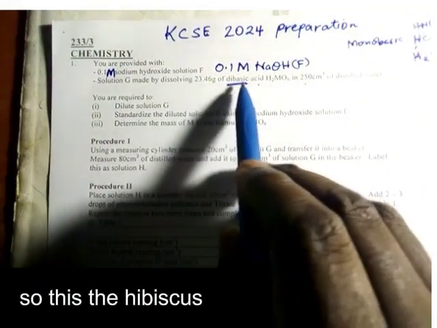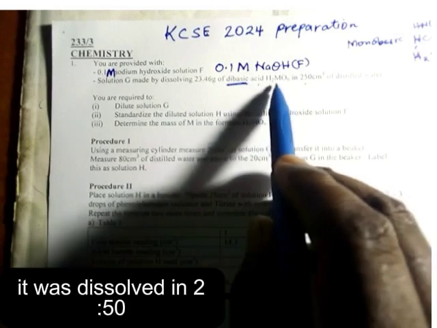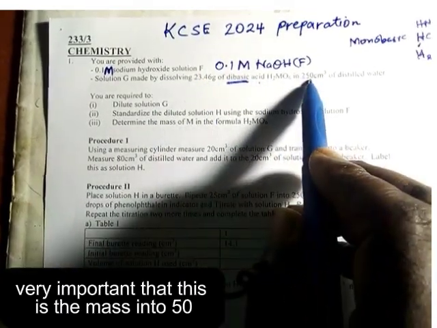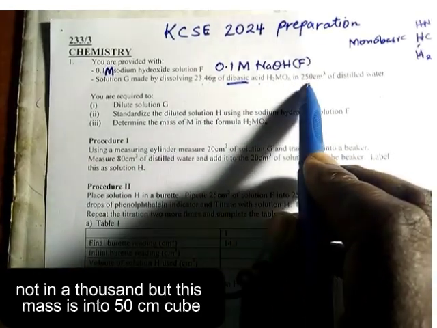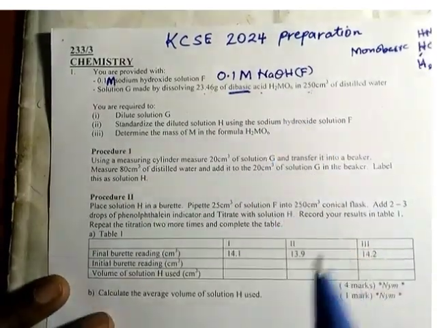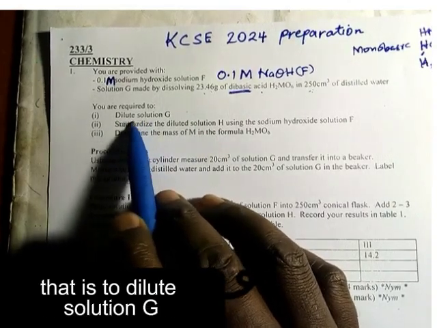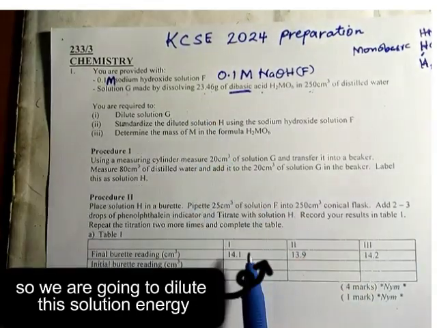So 23.4 grams of the dibasic acid was dissolved in 250 centimeters cube. Very important that this mass is in 250 centimeters cube, not in 1,000. So you are required to dilute solution G, to standardize that.